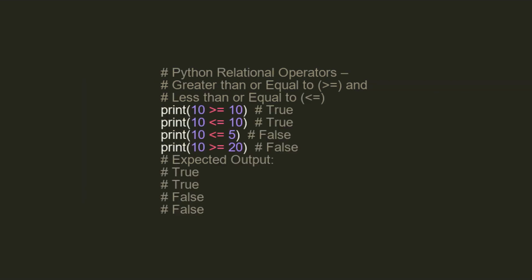Lastly, let's focus on the greater than or equal to and less than or equal to operators. Similar to their simple counterparts, these operators check whether the value on the left is greater or lesser than the value on the right. However, the key difference here is that these operators also return true when both the values are equal.